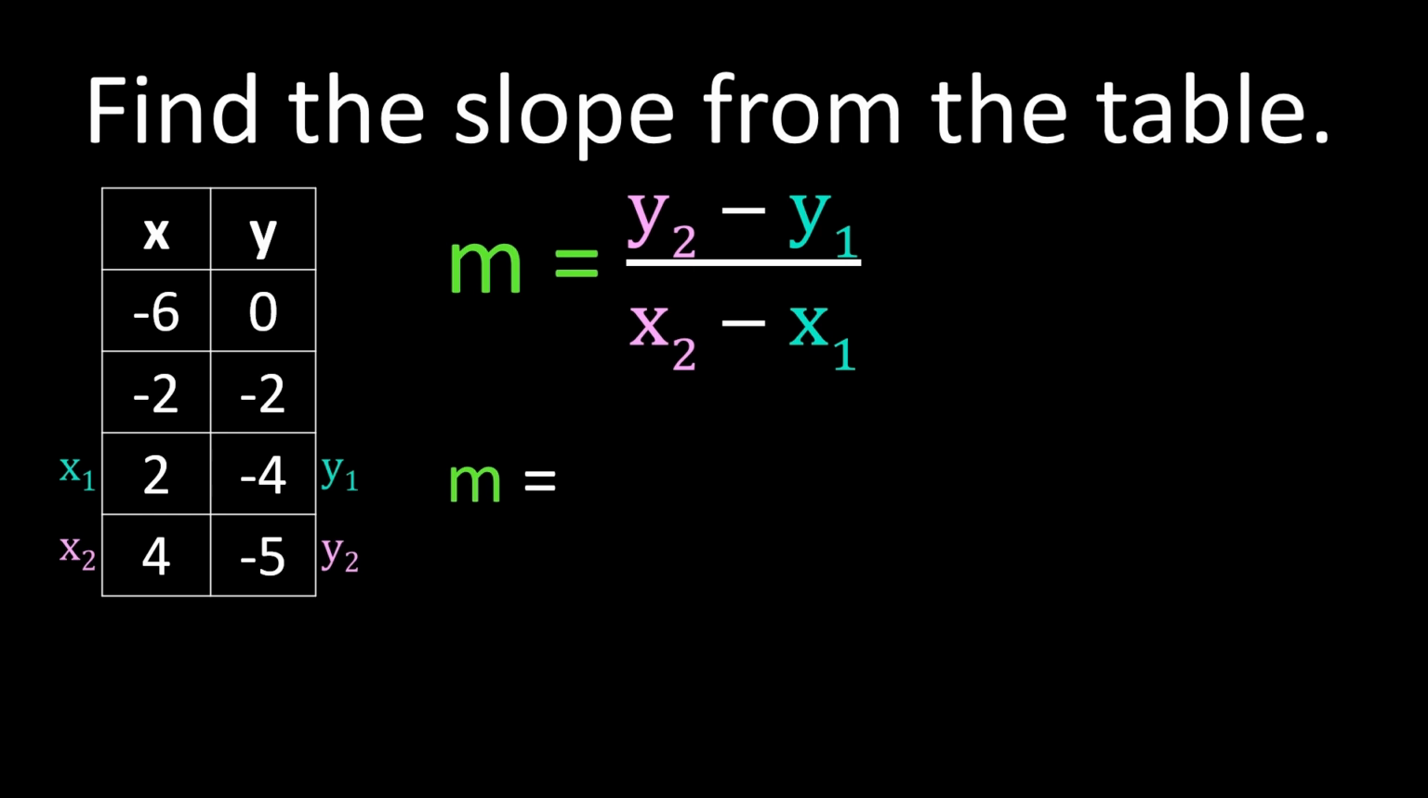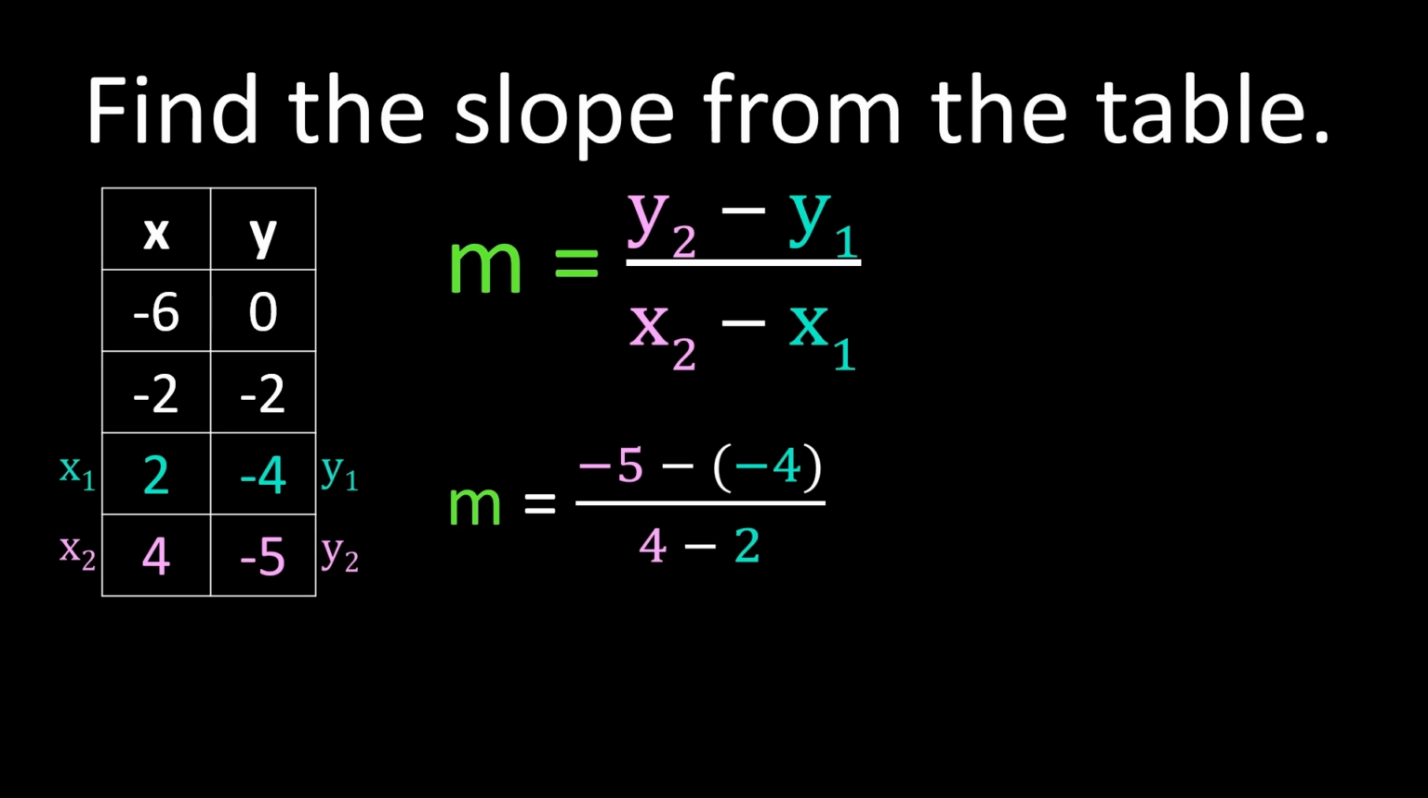I looked at the values here and I thought it might be easier to work with positive numbers than some of the negative numbers. So I picked the 2 points that had positive x values. Now I'm going to start with my y2 value. My y2 value is the negative 5. So I'm going to have negative 5 minus the y1 value, which is negative 4. And I'm going to want to put the parentheses around the negative 4. Then I'm going to have my x2 value, which is 4. So I'll have 4 minus my x1 value, which is 2. So I'll have 4 minus 2 in the denominator.